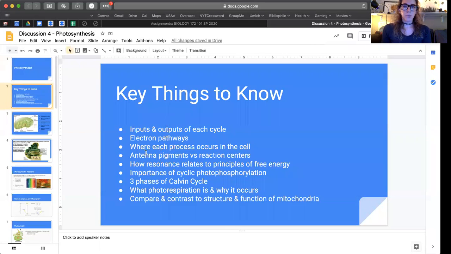I want to go over what antenna pigments are and reaction centers and how those make up a photosystem. How resonance occurs and how it relates to the principles of free energy. I want to talk about cyclic versus non-cyclic photophosphorylation and why that happens. I want to go over the three phases of the Calvin cycle, what photorespiration is and why it occurs and why it's bad. And I want to get you guys to think about comparing and contrasting to mitochondria, because chloroplasts and mitochondria function pretty similarly.